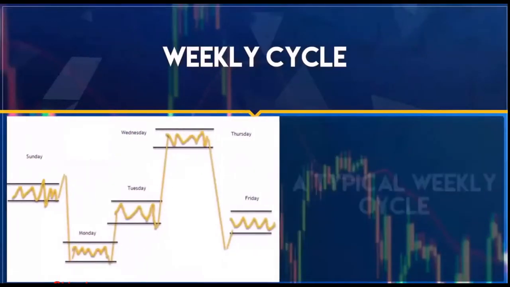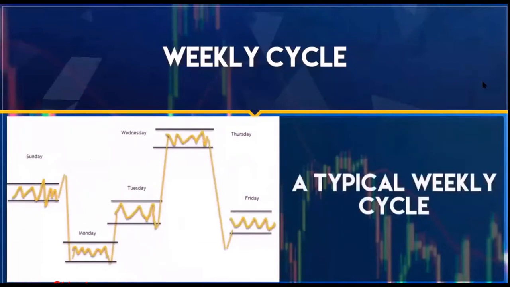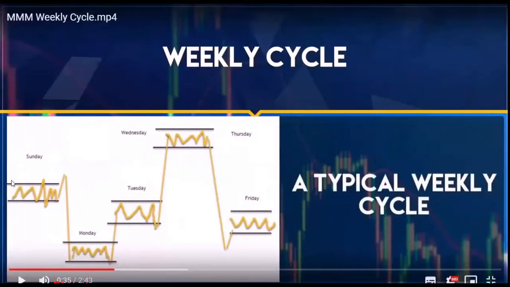Okay, so here's a weekly cycle. This is a typical week. Right here you have Sunday, which is your accumulation for the week. This is your initial induction right here. So this is our false move week beginning. Okay, so this is what I mean.